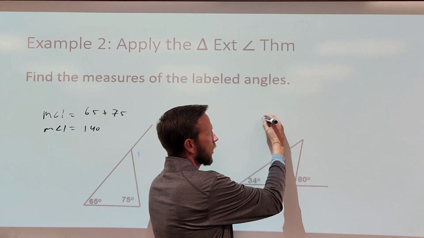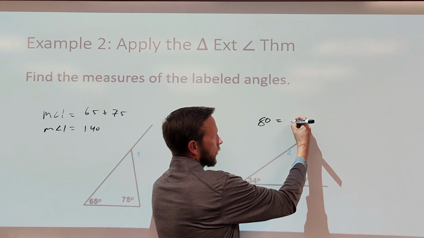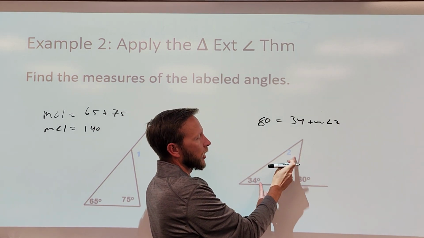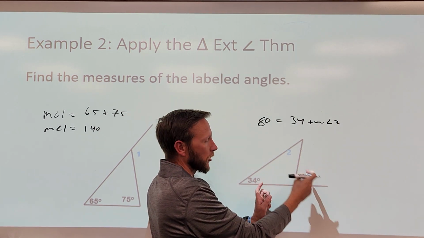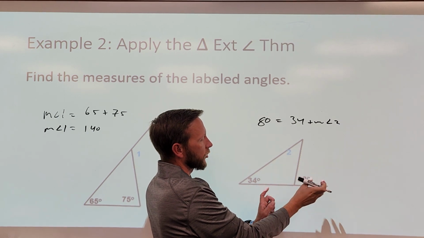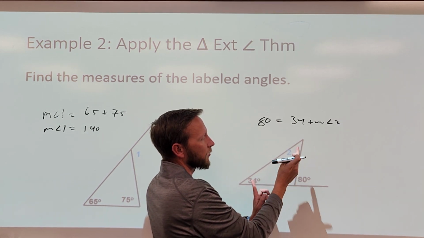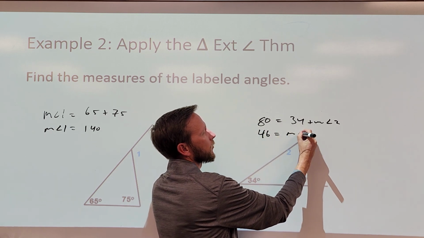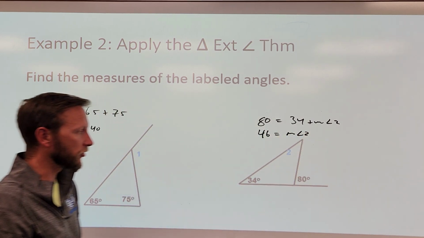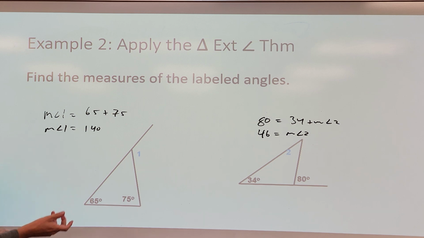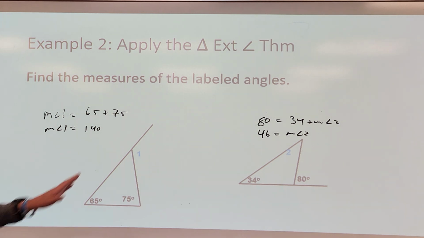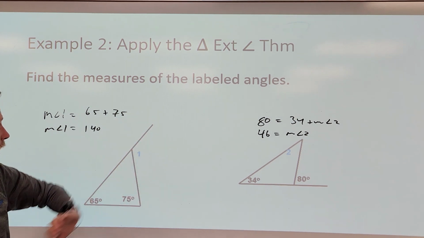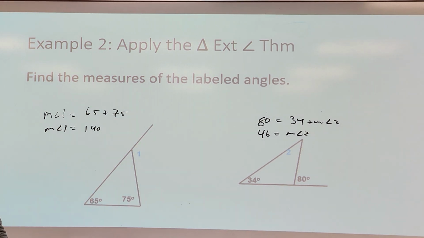Over here, 80 is the exterior angle, and then 34 and the measure of angle 2 are the remote interior angles. And so I can write this equation that the exterior angle is the sum of the measures of the remote interior angles. I can subtract 34 to find out that the measure of angle 2 is 46. Again, create your equation so that you can solve your equation. I can write this equation because of the exterior angle theorem, and then I can solve it using simplifying.